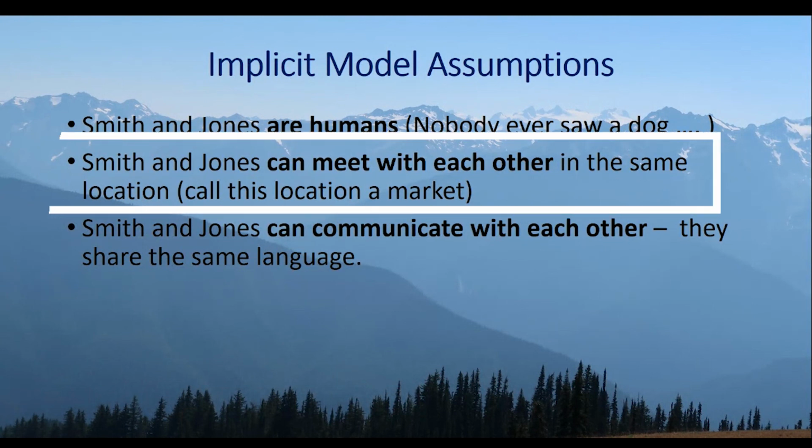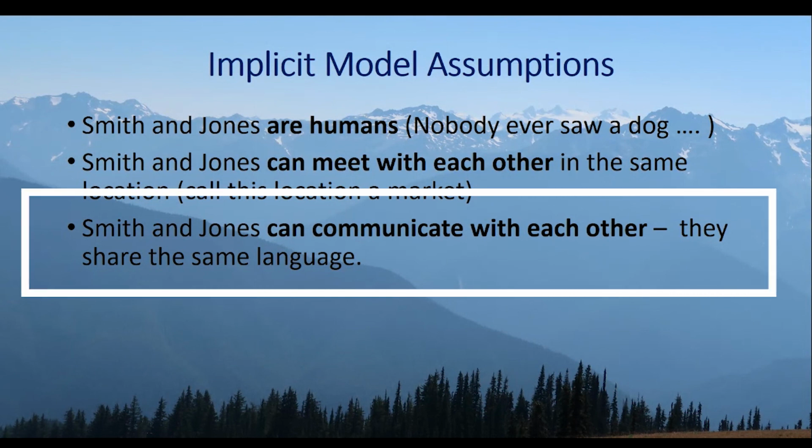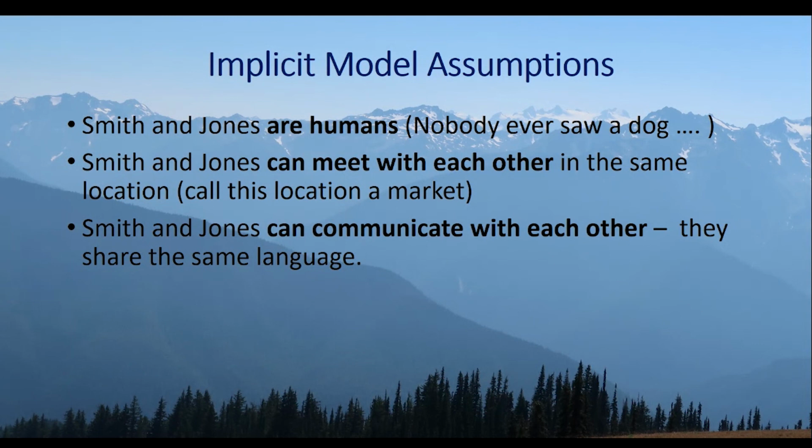Or Smith and Jones can meet with each other in the same location called a market. We imagine they have the ability to get together, discuss what's going to be called the terms of trade with each other and to trade with each other. And then one thing we forget about sometimes is that, especially in this world of international trade, they've got to be able to communicate with each other, to talk to each other. What if they don't share the same language? How are they going to try to say, hey, I've got this stuff, you've got that stuff, let's trade with each other? What if they speak different languages and they can't effectively communicate? Well, guess what? That might affect the outcome.